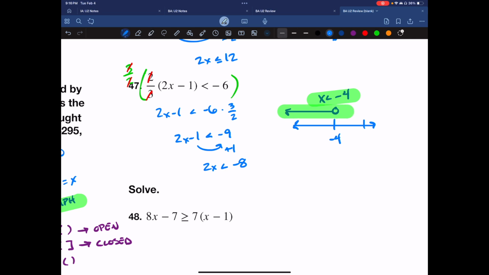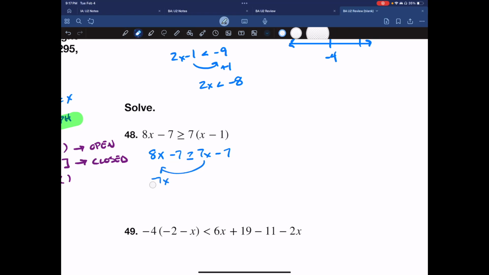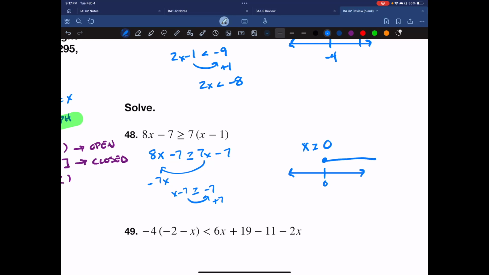All right. So 48. I got 8x minus 7 greater than or equal to 7x minus 7. I'm going to subtract 7x. That's going to leave me with x minus 7 greater than or equal to -7. I'm going to add the 7. That's going to be x is greater than or equal to 0. Okay, x is greater than or equal to 0, which means same as before: 0, closed circle, shade to the right.